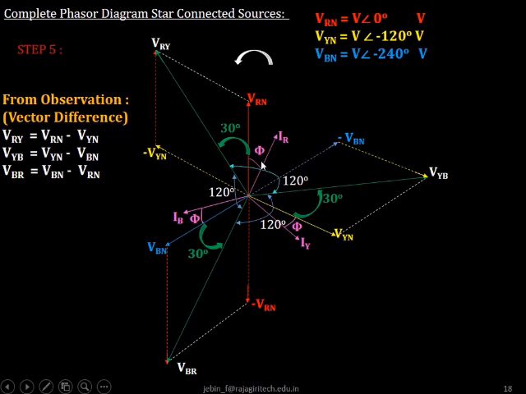There are different conclusions which we made in each step. The first conclusion was that our phase voltages are equally displaced by 120 degrees. The second conclusion was that our line voltages are equally displaced by 120 degrees. The third conclusion was that the line voltage is 30 degrees ahead of its respective phase voltage. The last conclusion was that the angular displacement between the line current and the line voltage is nothing but 30 plus phi.